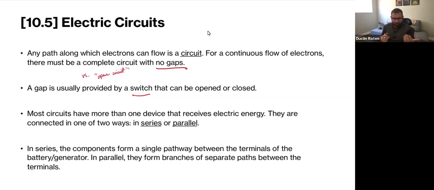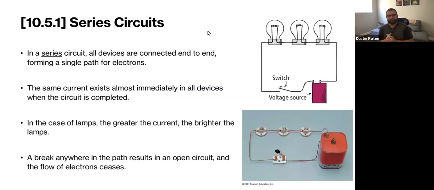In series, the components form a single pathway between the terminals of the battery or generator. Basically, everything's connected one at a time. In a parallel circuit, you could actually have multiple branches between the terminals of the battery. So we'll talk about these two things in detail here.